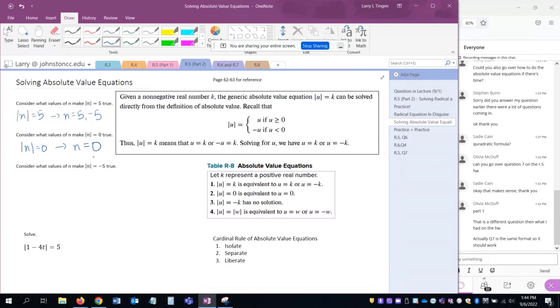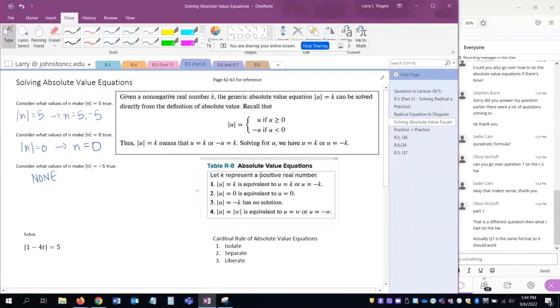On the last piece, what values of n make the absolute value of n equal to negative 5? None. Because look at the absolute value equation. What does it always put out? It always puts out positive answers, right?